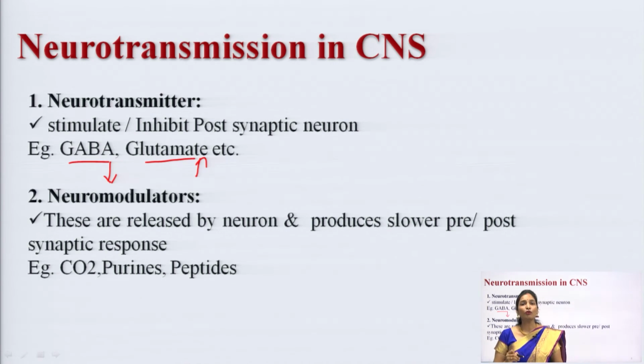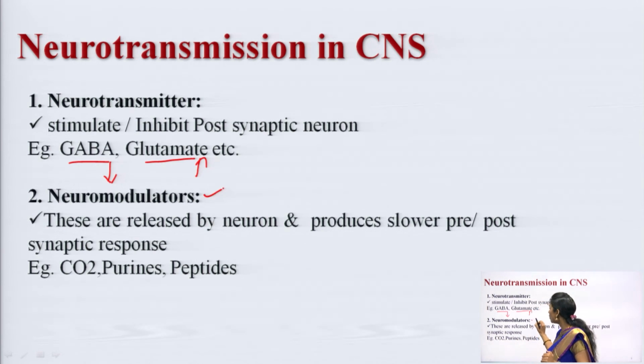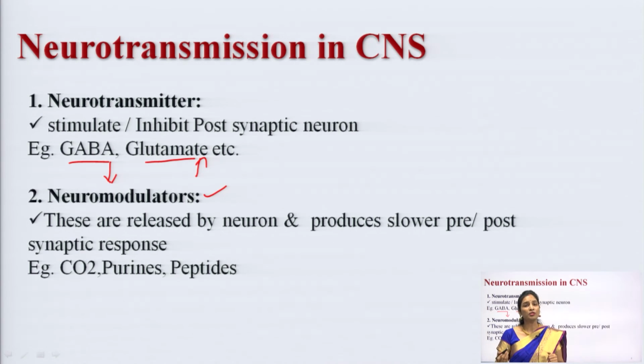Second one is neuromodulators. What are neuromodulators? Neuromodulators are released by the neurons and produce a slower action on the presynaptic or postsynaptic neuron. What are examples of neuromodulators? Carbon dioxide, purines, peptides, substance P; all of these are neuromodulators.